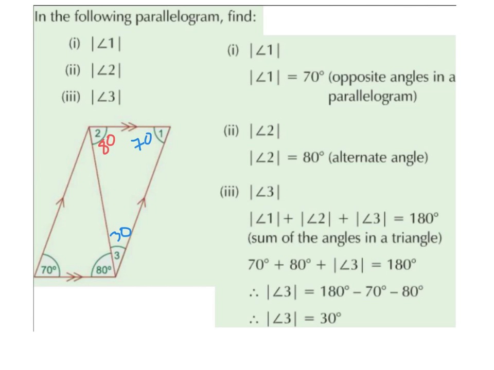Now we weren't asked to find anything else, but if we were asked to find this other angle here, it would also be 30, because angle 3 and this angle up here are alternate to each other, so they're equal.